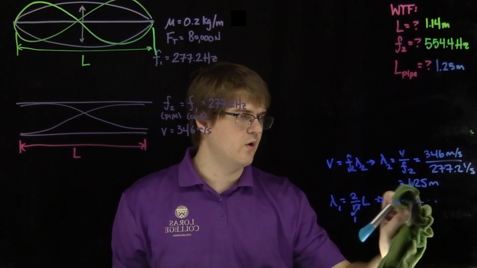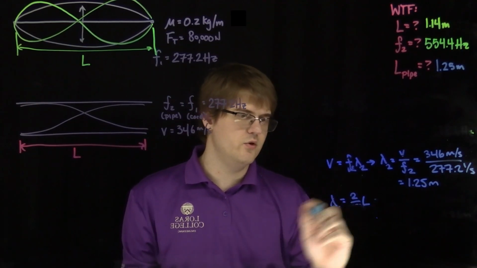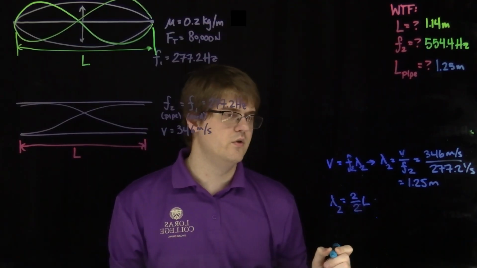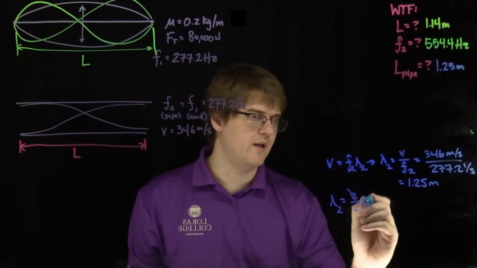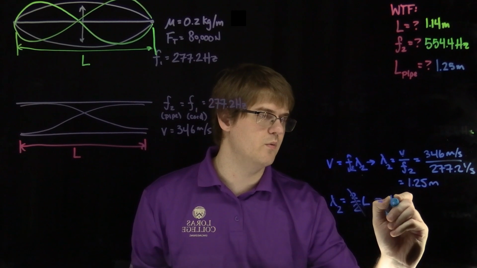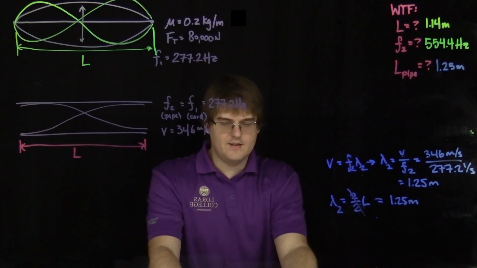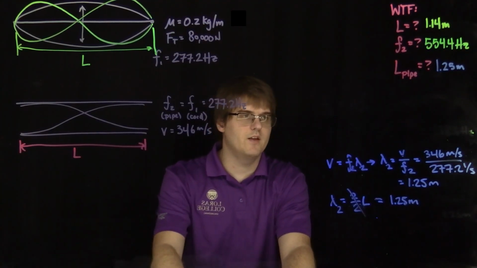And then I can go ahead and plug in here. Lambda 2 is going to be 2 over n. In this case, n is 2. So these two 2s cancel. Lambda 2 is equal to my length. My length is going to be equal to 1.25 meters. So that is the easy way to solve it, but just showing off something else we can do.